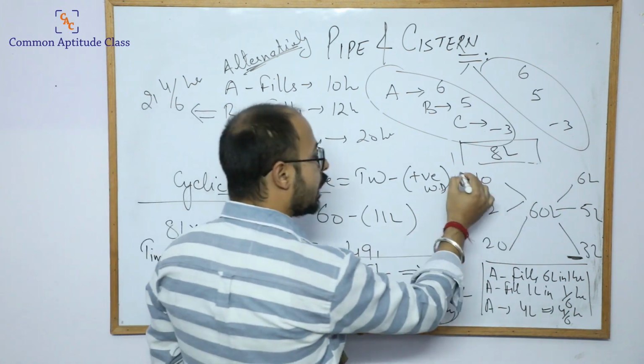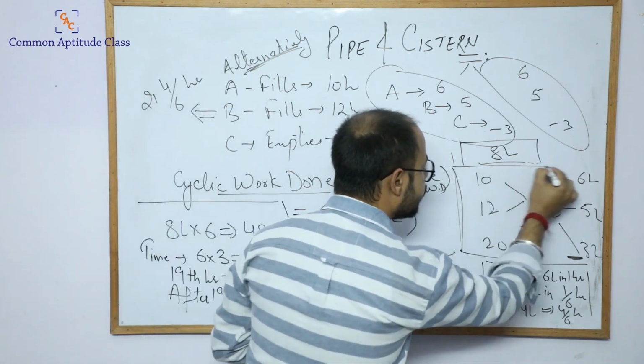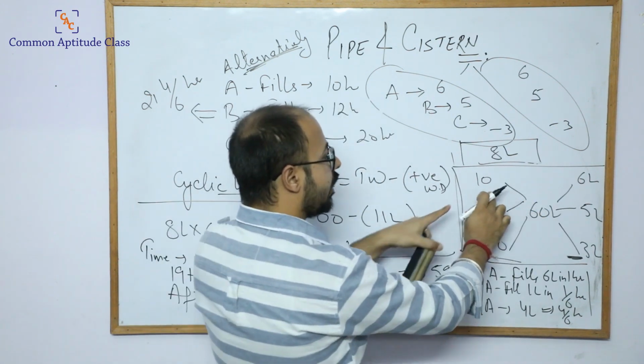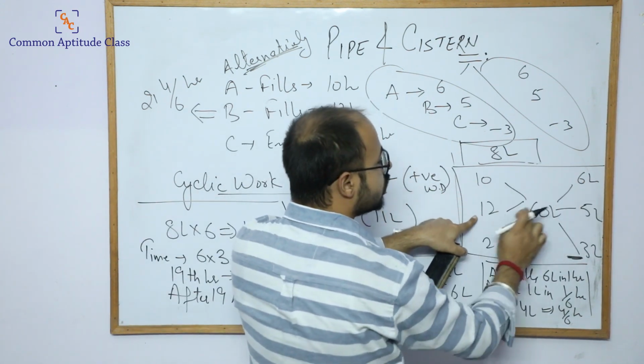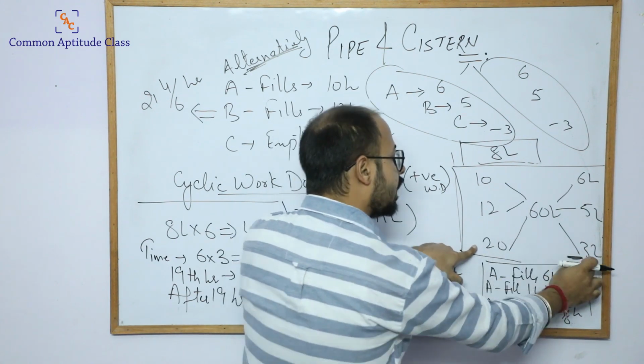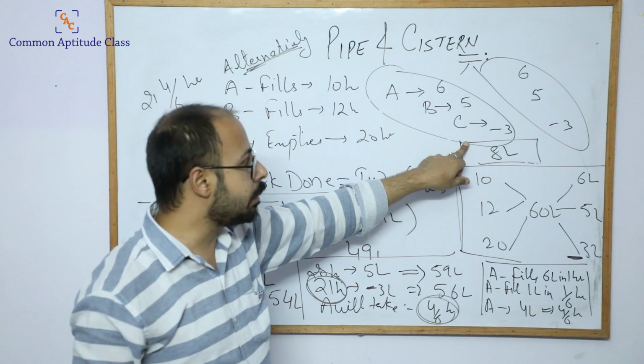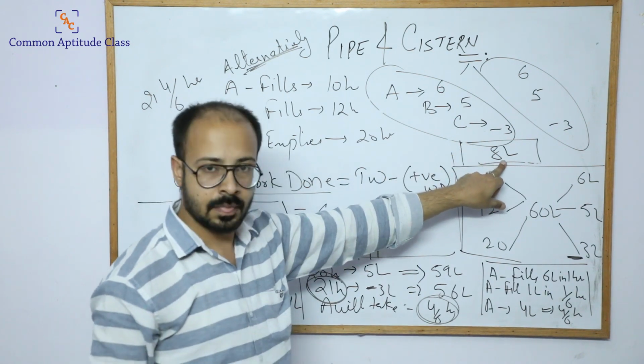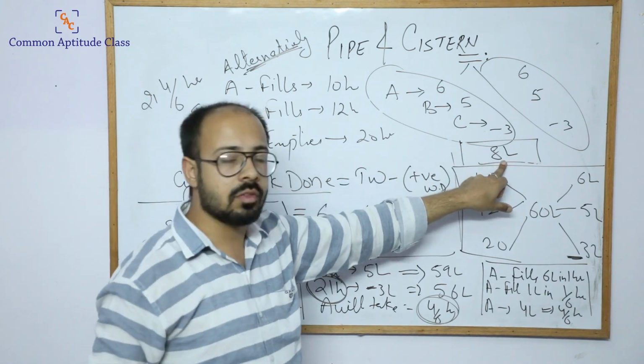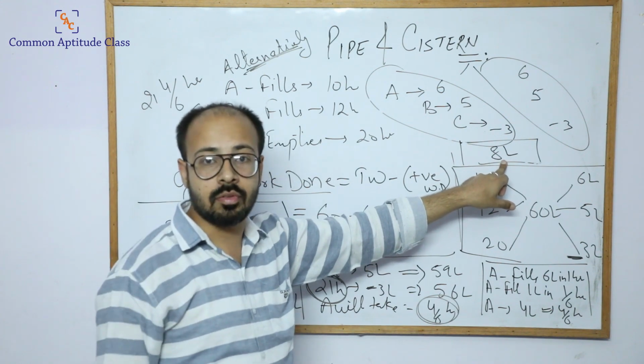Now, same process, taking the LCM. LCM is 60. A fills 6 liters in 1 hour. B fills 5 liters in 1 hour. C removes 3 liters in 1 hour. So at the end of 3 hours, the capacity filled in the tank is 8 liters. So in the next 3 hours, 8 liters will be filled.